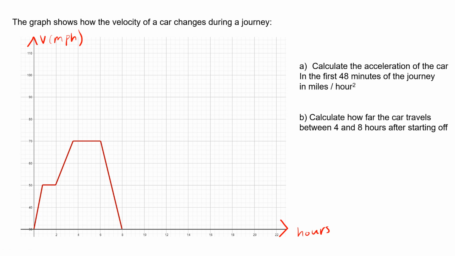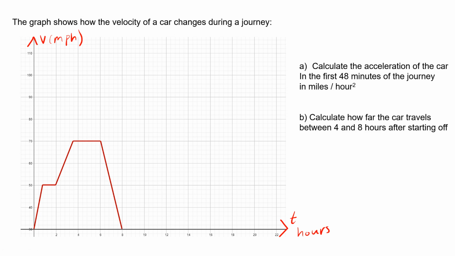Now, if we look at the scale of the graph along the x-axis, the time axis, we can see that the graph goes up in 0.4s, because in 5 squares there are 2 hours, so that's going to be 2 over 5, which is 0.4. So the graph is going up in 0.4s.